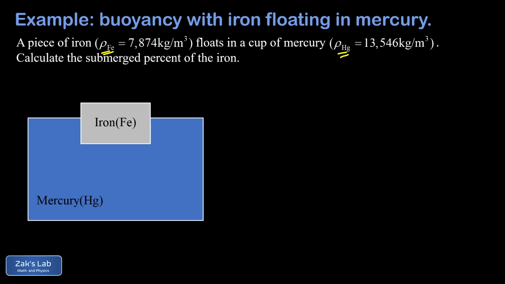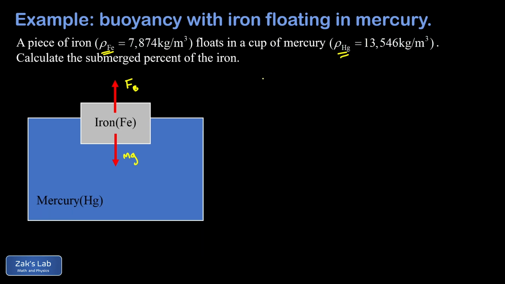So to get started here, we want a force diagram for that iron block. And we have two forces acting on the block. We have gravity pulling down, as always. So I'm going to call that m times g, where m is the mass of the iron block. And we have the buoyant force pushing upward. And that buoyant force is determined by Archimedes' principle. In other words, it's equal to the weight of the displaced fluid.